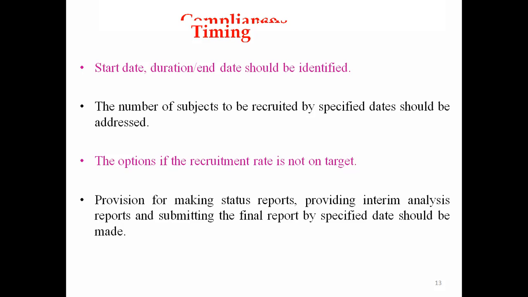So the number of subjects recruited by the specific date should be addressed, and the options if the recruitment rate is not on target. The provisions for the status of the reports should be given, so that the interim analysis has to be done and the final report submitted. So the specified date should be made.